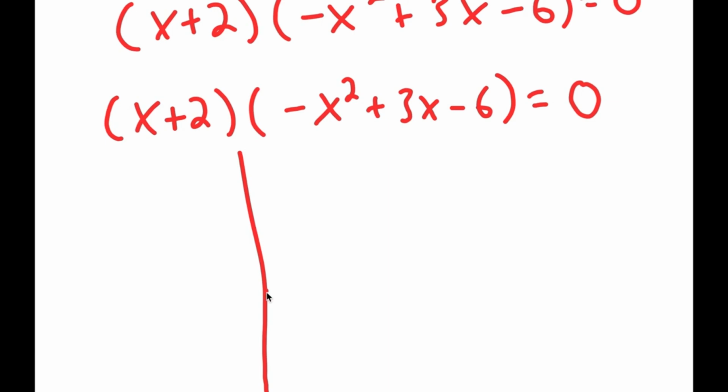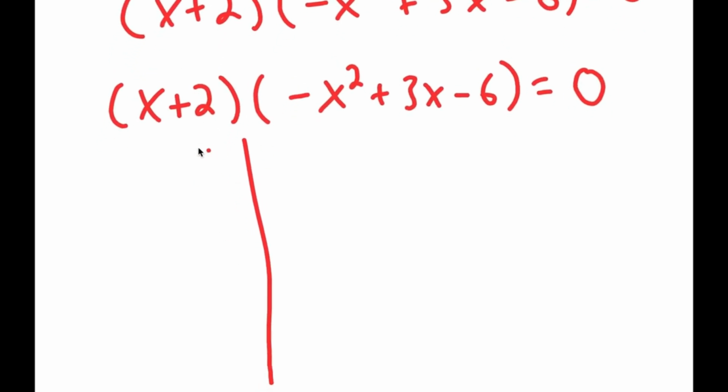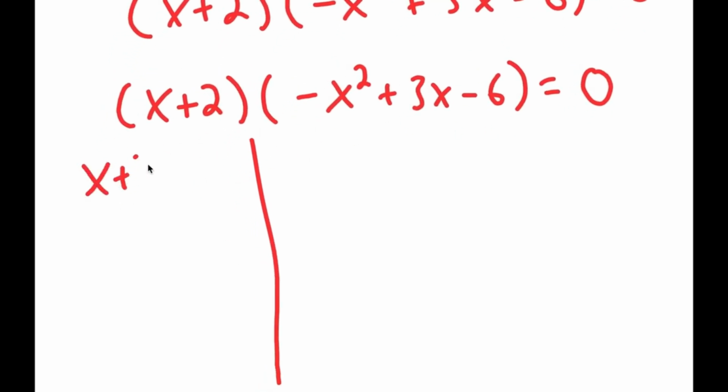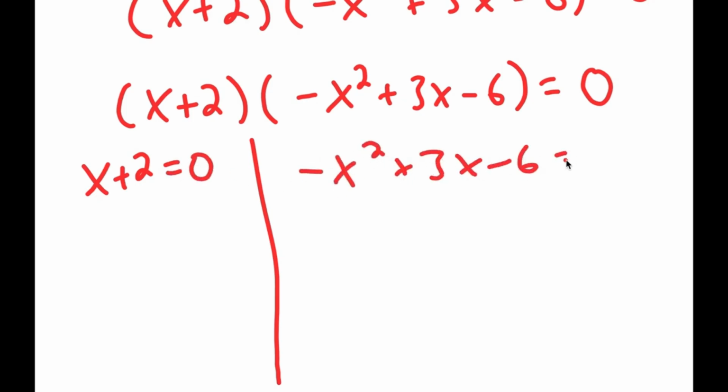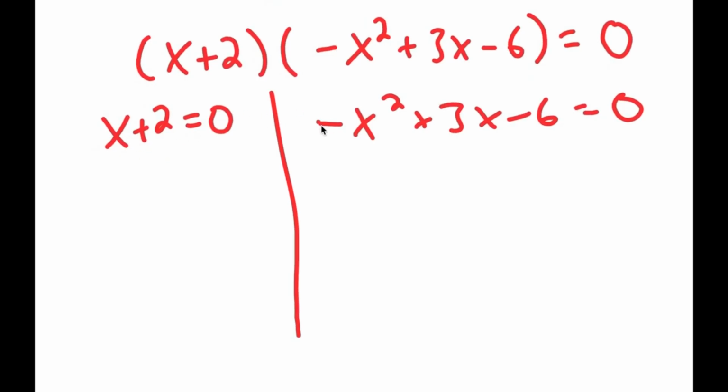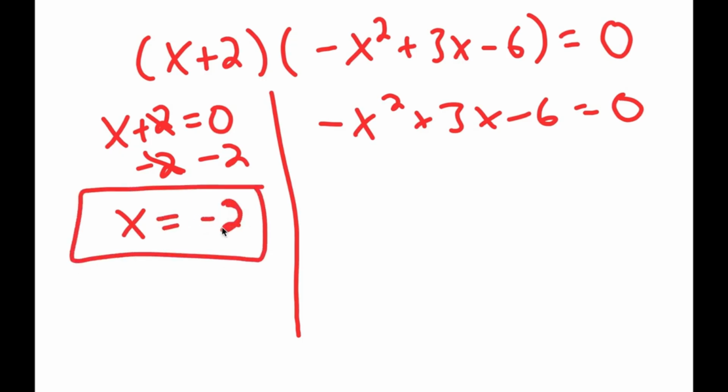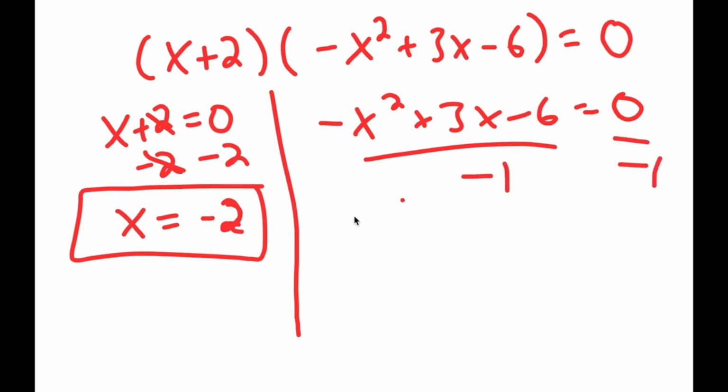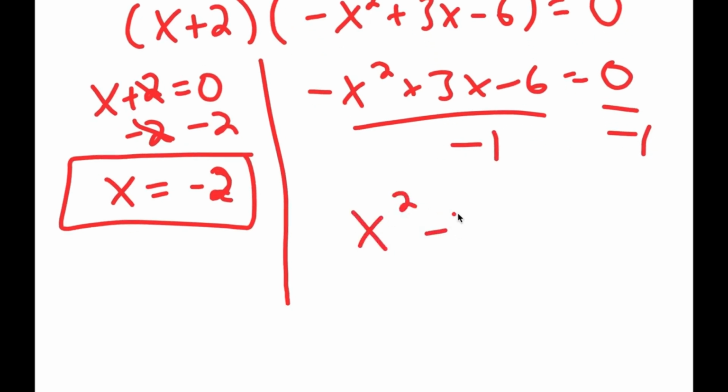Now from here, this gives me two equations. x plus 2 is equal to 0, and negative x squared plus 3x minus 6 is equal to 0. So for x plus 2 equals 0, I can subtract 2 on both sides, and I get x is equal to negative 2. Now for negative x squared plus 3x minus 6 is equal to 0, I can divide both sides by negative 1. So I get x squared minus 3x plus 6 is equal to 0.